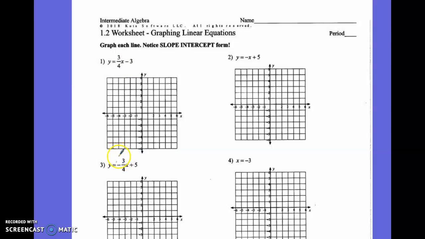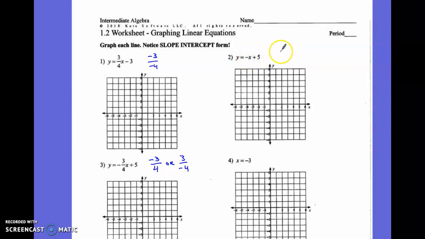Whenever we have a negative slope, remember to associate the negative with either the top or the bottom, but not both. Just like a positive, we can make this a -3 over -4, and we can go down 3 to the left 4 or up 3 to the right 4. Whereas over here, we're going to think of this as -3 over +4 or +3 over -4, which tells us we go down 3 to the right 4 or up 3 to the left 4.